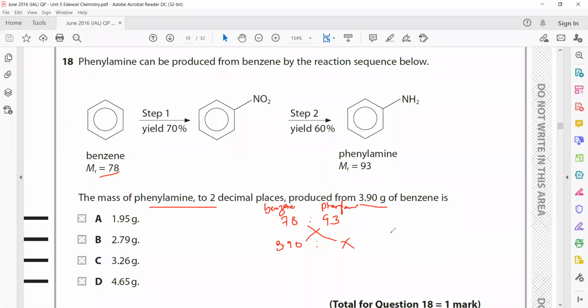So this x will be 4.65. But the first stage yield is 70% or 0.7 in decimal, and the second stage yield is 60%. So the first stage will get only 0.7 and the second stage will get 0.6. So when we multiply all this, it will come out as 1.93, which is approximately equal to 1.95. So A is the right answer.